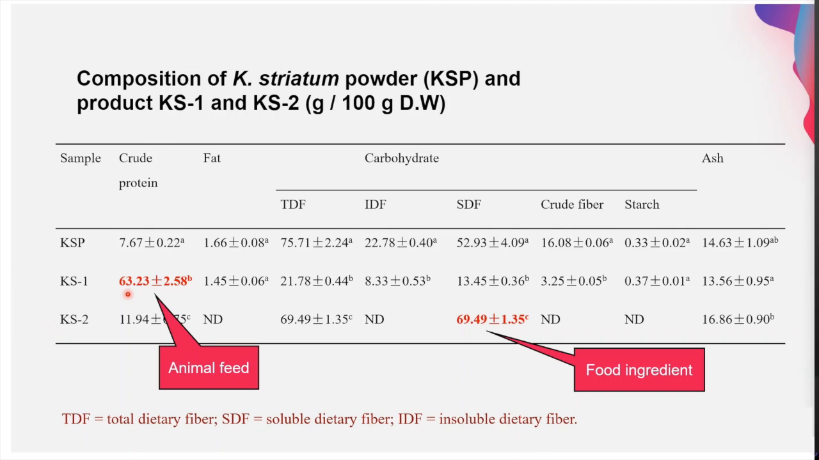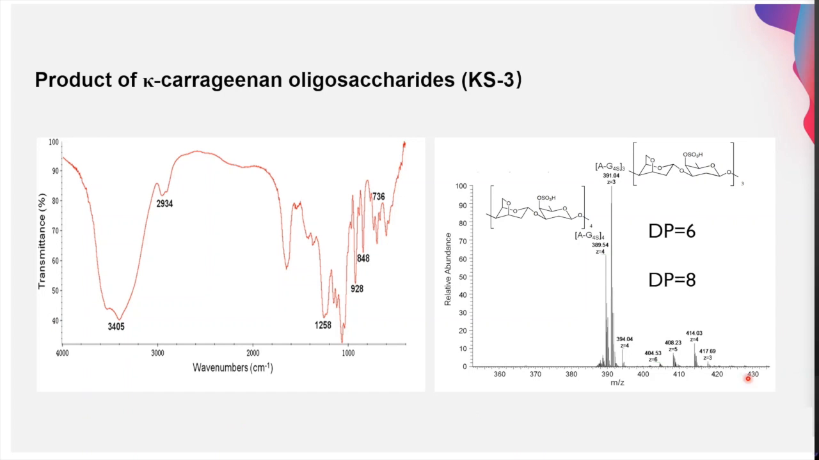We can see that KS1 is the insoluble part with an extra high concentration of protein, so we think it can be used as animal feed. And KS2 is a soluble dietary fiber, so it maybe can be used as a food ingredient. KS3 is our main product. We want to produce the oligosaccharide, so we checked its degree of polymerization, which was 6 and 8.